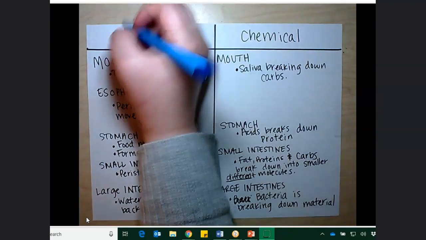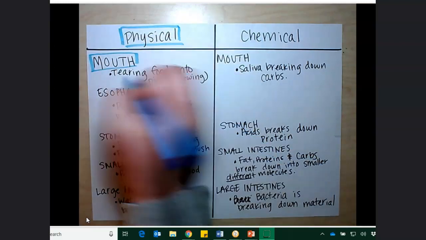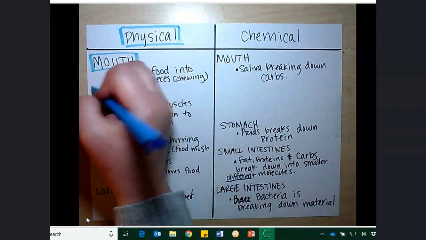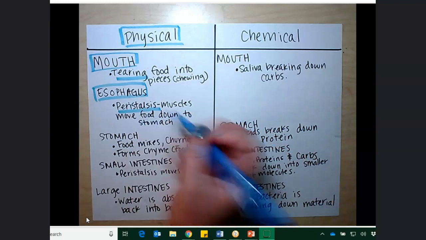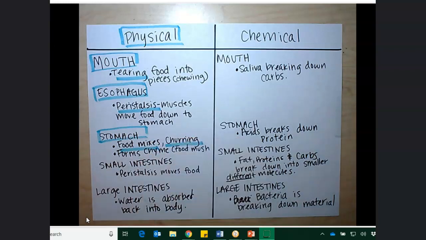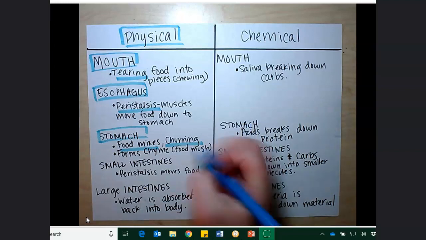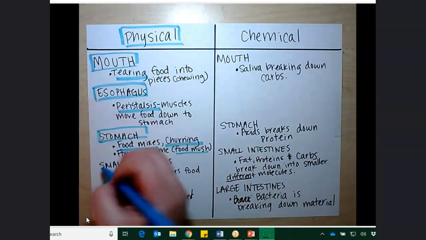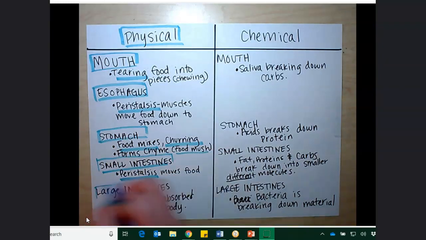We have physical changes. In our mouth, we have tearing. In the esophagus, we have peristalsis, where we simply move food. In the stomach, we have the food mixing or churning, and it turns into that food mush. In the small intestines, we again have peristalsis. In the large intestines, the water is absorbed. And all of those are physical components.